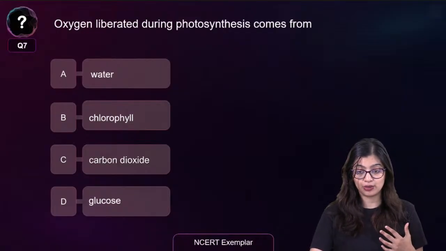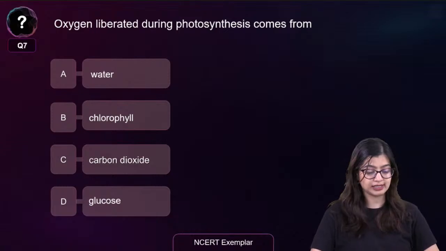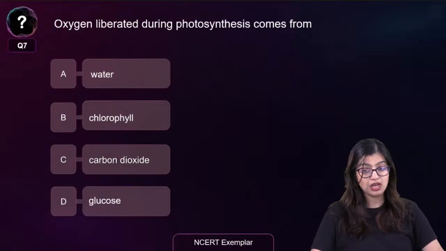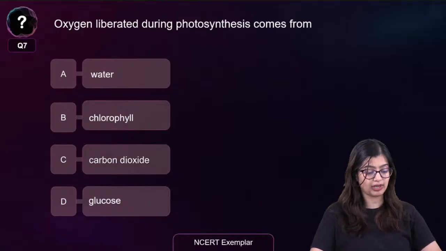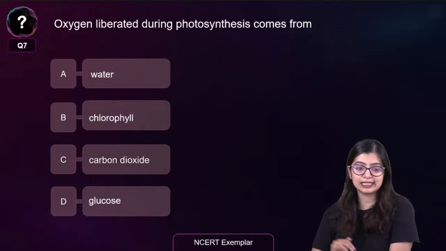Oxygen liberated during photosynthesis comes from where? Does it come from the water? Does it come from the chlorophyll? Does it come from the carbon dioxide? Or is it coming from glucose? What is the answer?